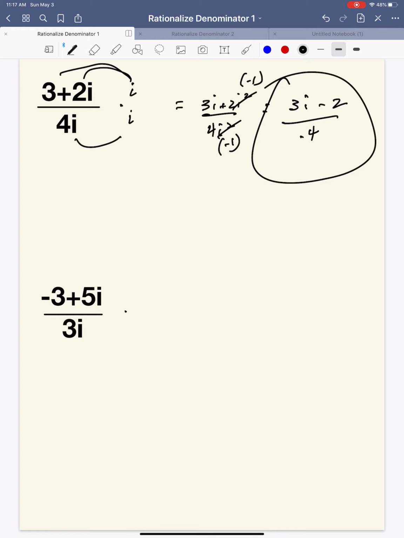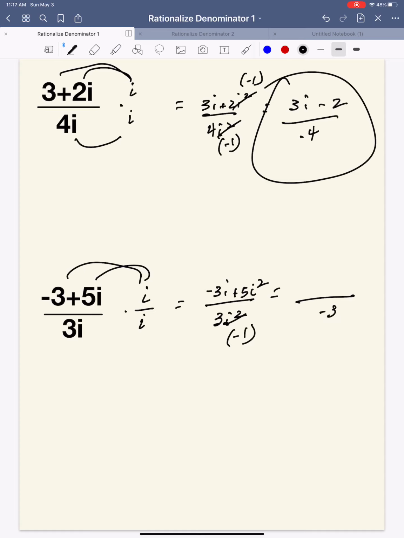One more. i over i. At the bottom, 3i squared. At the top, negative 3i plus 5i squared. And again, in the denominator first, this is really negative 1. So you have negative 3 here. And at the top, you have negative 3i plus 5 times negative 1. So that's really negative 3i minus 5 over negative 3.